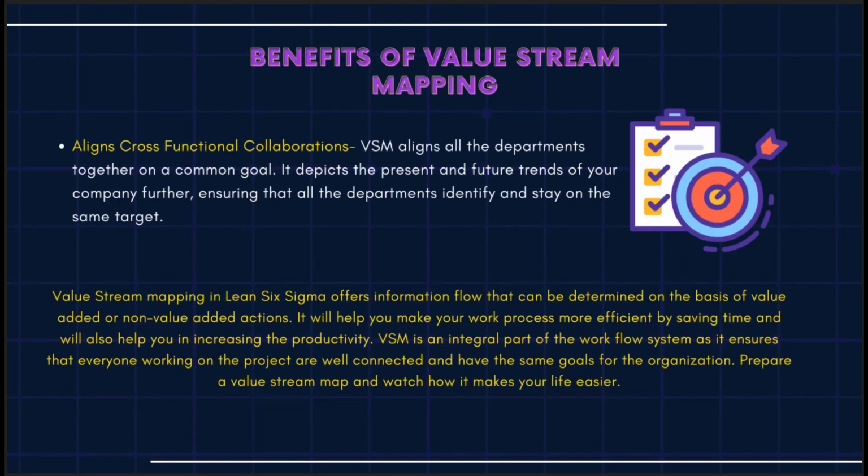Aligns cross-functional collaboration. Value stream mapping aligns all the departments together on a common goal. It depicts the present and future trends of your company further, ensuring that all the departments identify and stay on the same target. Value stream mapping in Lean Six Sigma offers information flow that can be determined on the basis of value-added or non-value-added actions.